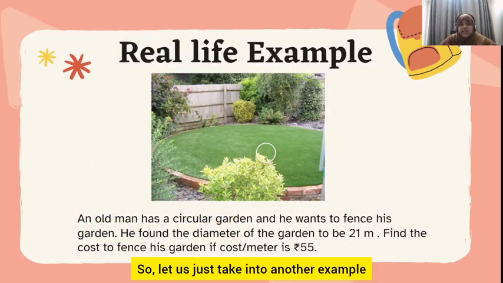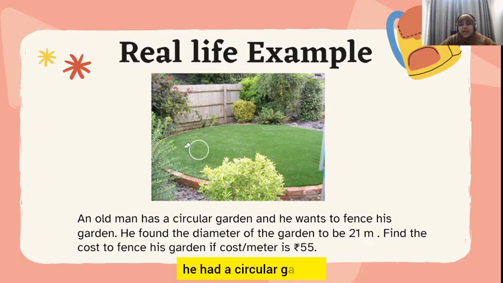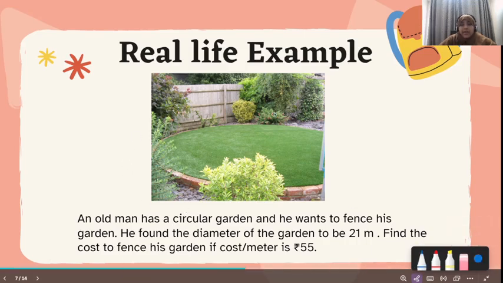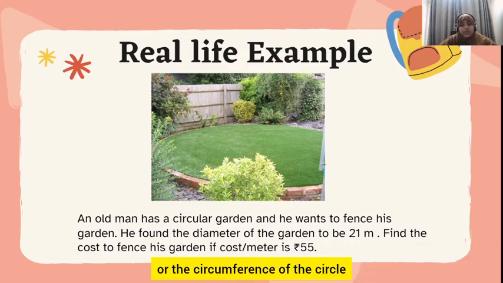So let us just take another example. One old man had a circular garden. Just imagine the circular garden was like this. He wants to fence this garden, all right? So in order to fence this garden, he should measure the boundary or the circumference of the circle.